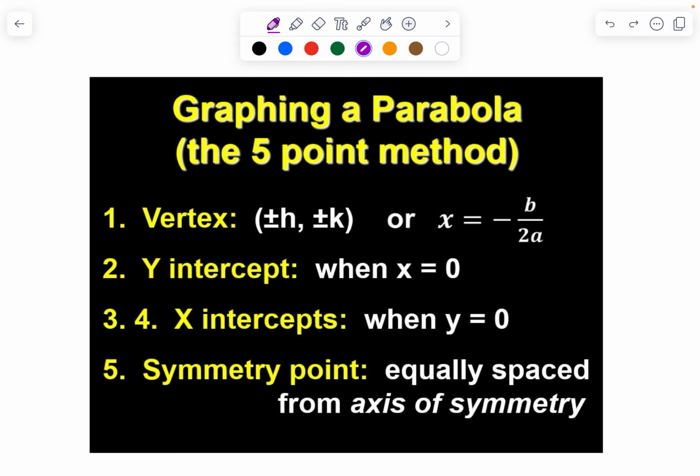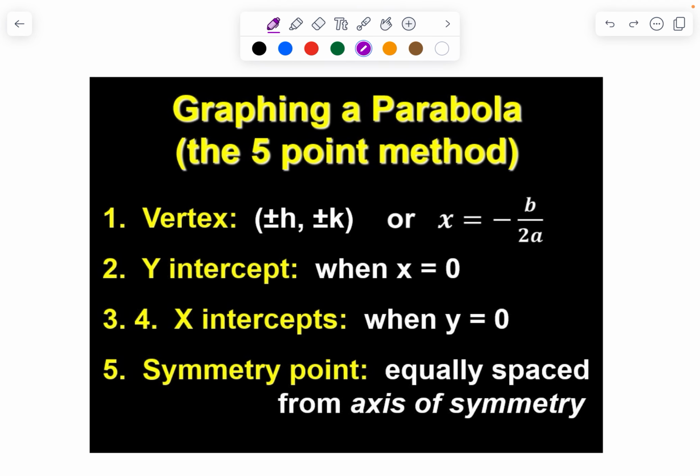You see, there's 5 points on a parabola, or we might say there's 5 significant points, and if we find them, then we've got a parabola. Take a look. You can jot it down. Got the vertex. Remember the h and k? Okay, well, that's usually pretty easy to find if you're in vertex form.